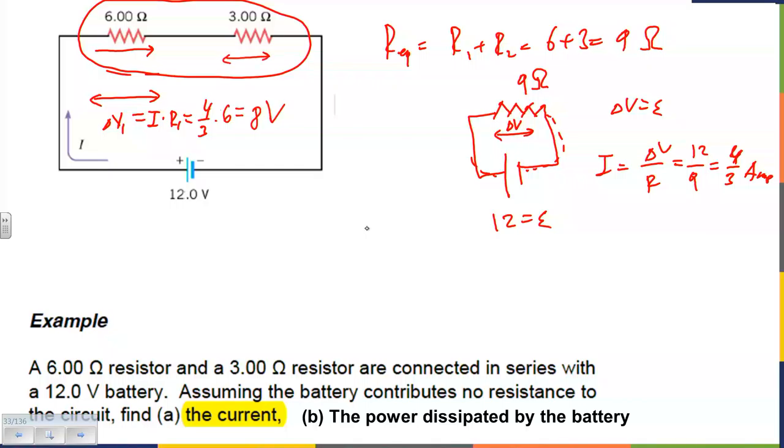Now we have a choice. If we want to calculate this voltage, we actually have 2 different ways to do that. First of all, we know that if we have 2 elements in series, this voltage plus this voltage should be 12. So 8 plus something is 12. That something equals 12 minus 8, 4. Or we could have used again Ohm's law. So delta V2, on one hand, is EMF minus delta V1. On another hand, it is supposed to be equal to the same current times R2, 4/3 times 3, 4.